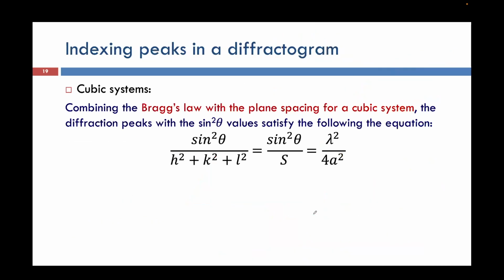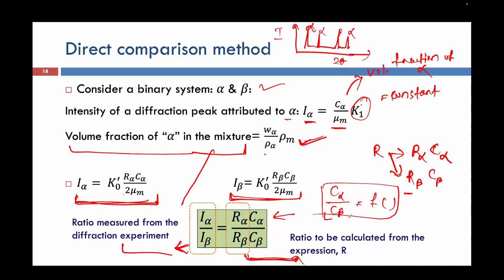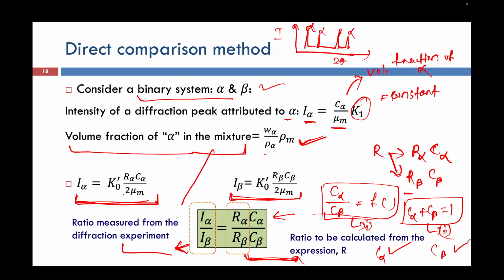Okay, now that you know C alpha by C beta, also you know that this is a binary system consisting of alpha and beta, and the volume fraction of alpha is C alpha, the volume fraction of beta is C beta. So if you add them, C alpha plus C beta, you will get the total volume fraction. This is equation number 1, this is equation number 2. So solve these two equations, you will get C alpha and C beta. That is how you calculate the volume fraction of alpha and beta, or for that matter any phases in your mixture, in your system. So this is what the direct comparison method is all about.